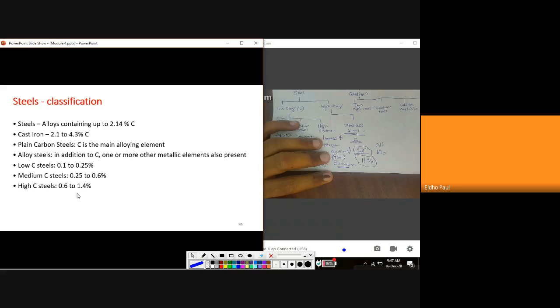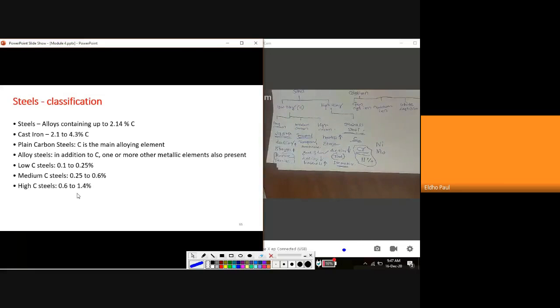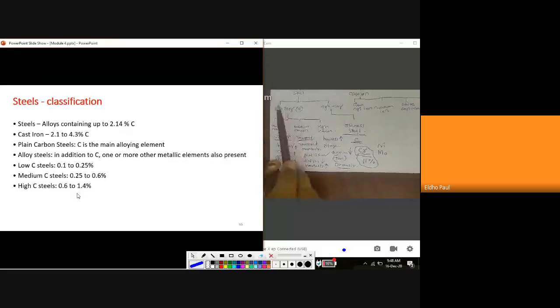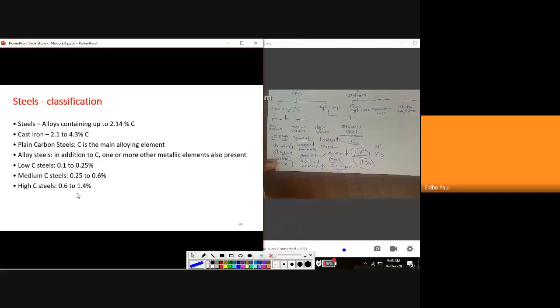Other than corrosion resistance, stainless steel has a wide range of mechanical properties, which is used in different applications. There are a number of applications where we use stainless steel. So those are the different types of steel. This is the basic type of steel. Other than this, there are 1,000 varieties of steels available.